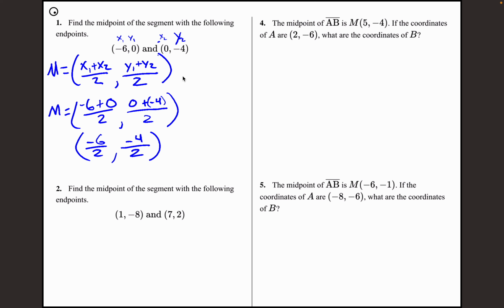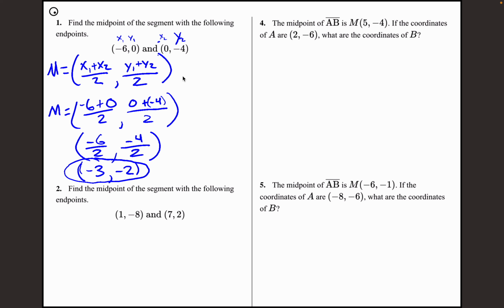So you do -6 divided by 2, and that's going to be -3. And then our y value is -4 divided by 2, and that is going to be -2. So our coordinates for the midpoint are -3, -2.